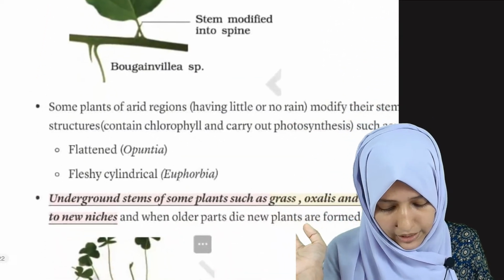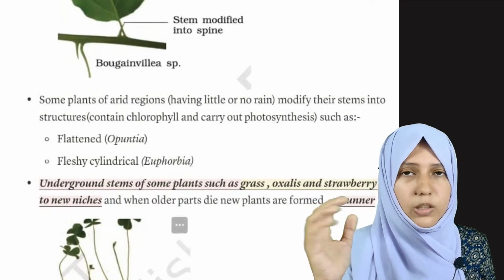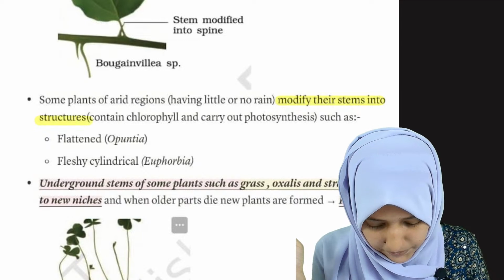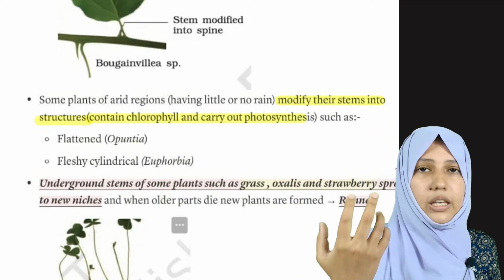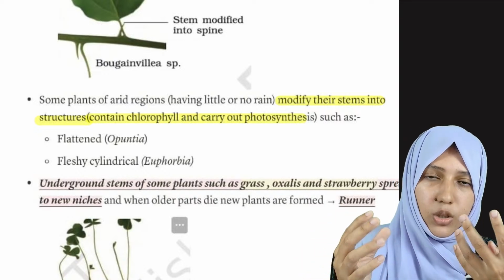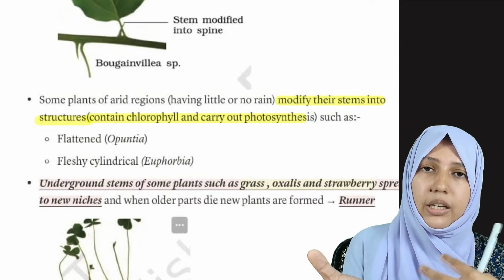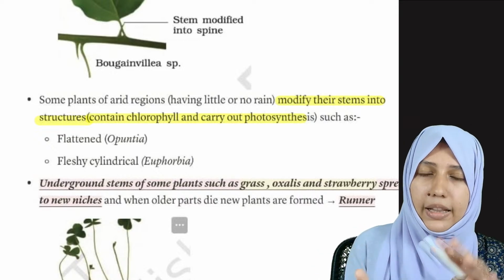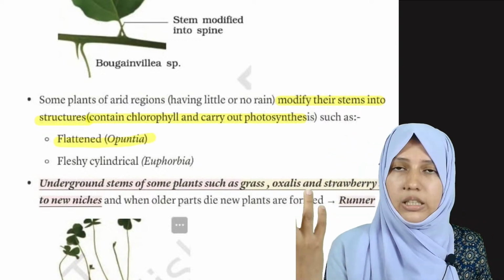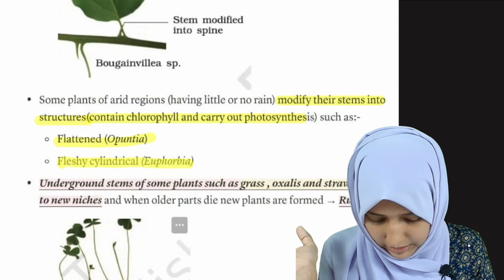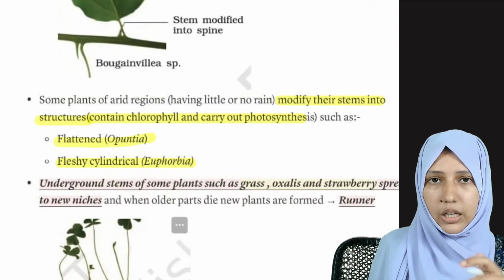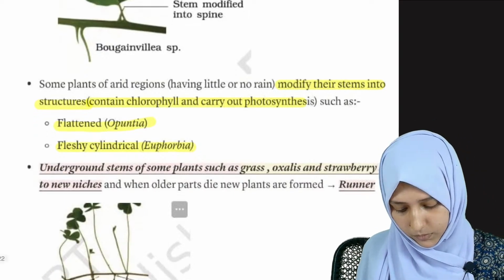Some plants of arid regions having little or no rain, which means desert regions, modify their stems into structures containing chlorophyll, and they can carry out photosynthesis. Which means in desert areas the stems are modified into leaf-like structures, not leaves, where they have chlorophyll and can undergo photosynthesis. Which are the examples? If the stem is flattened, it is opuntia. If it is fleshy and cylindrical, it is euphorbia.